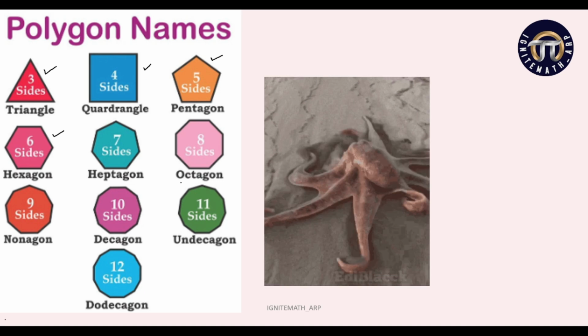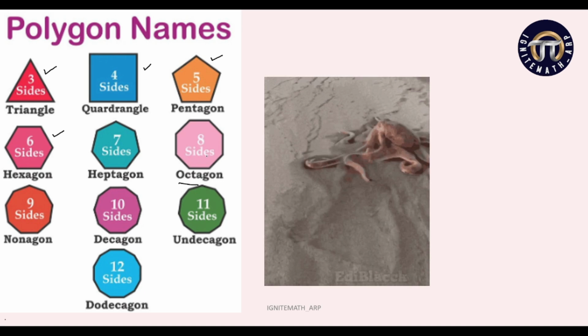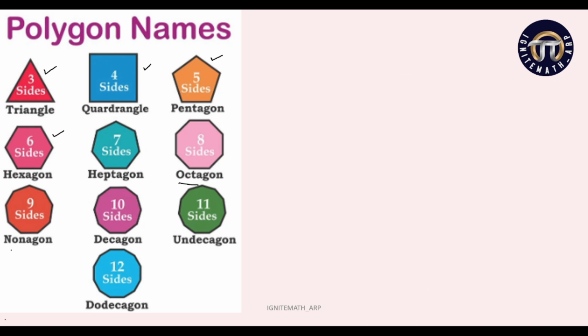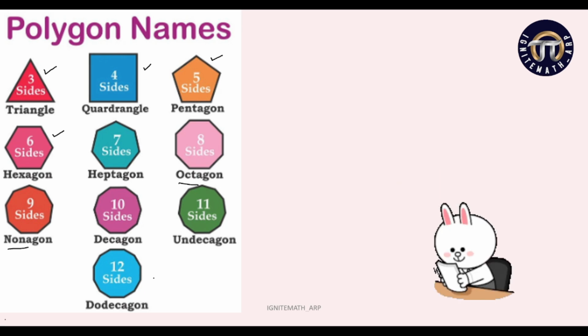Where have you heard octo? Octopus, the eight-legged organism. Similarly here, we call an eight-sided polygon an octagon. The nine-sided polygon is a nonagon, and the ten-sided is a decagon, then undecagon and dodecagon. Similarly we can keep naming polygons depending upon the number of sides they have, like pentadecagon, tetradecagon, hexadecagon. Clear children?